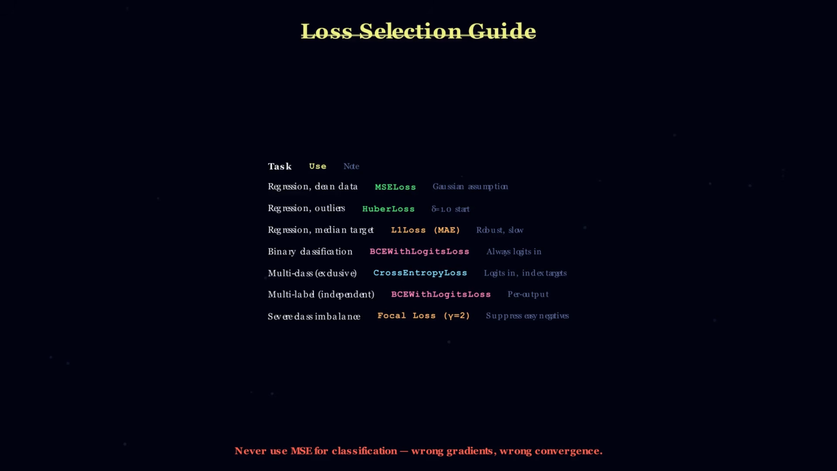What you should never do: use MSE for classification. MSE doesn't saturate correctly at the extremes of probability, converges to wrong solutions, and produces gradients that vanish when the sigmoid is saturated. Always match the loss to the output distribution.